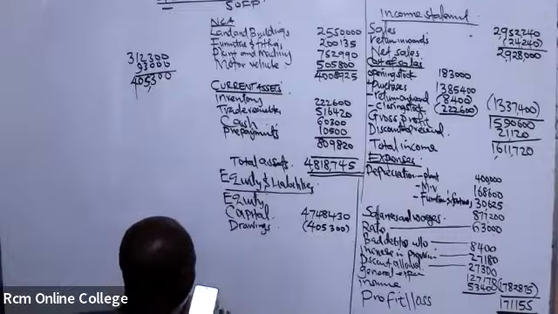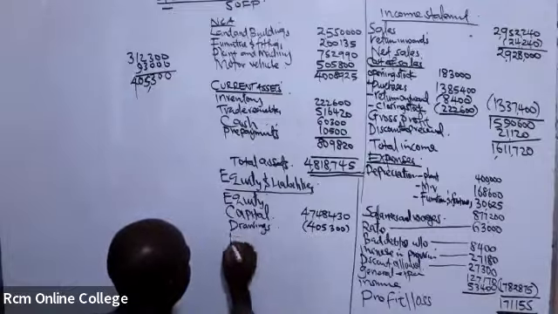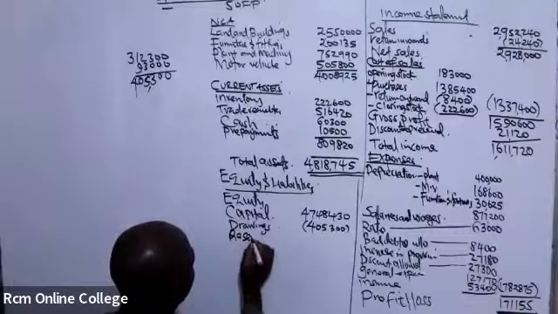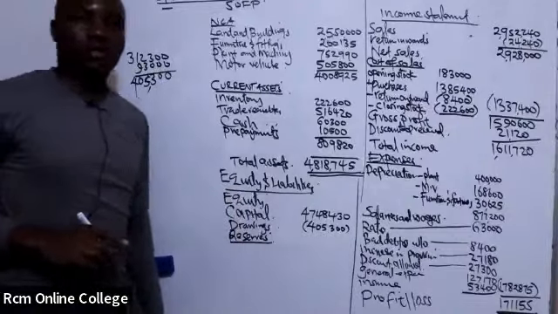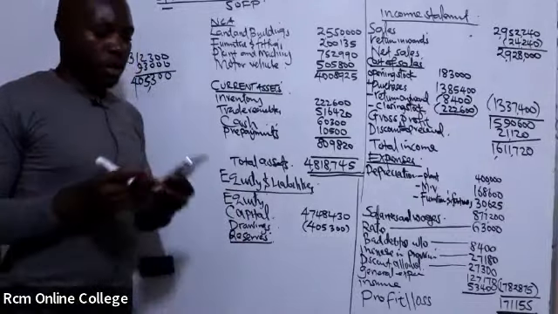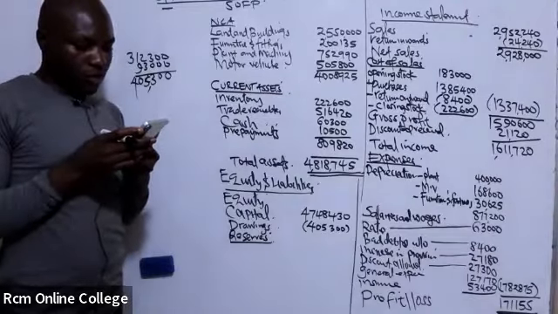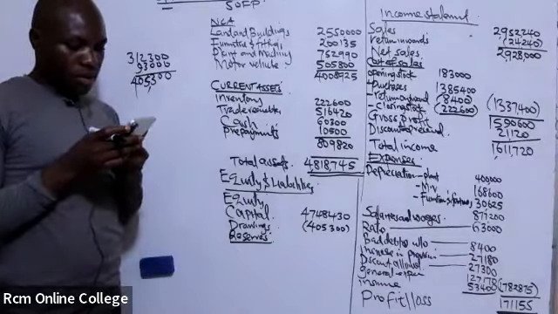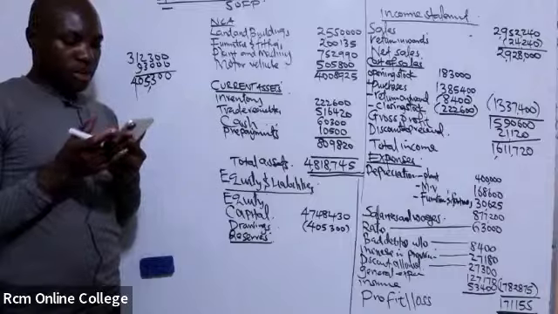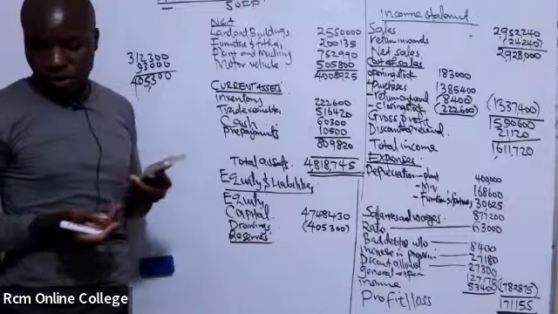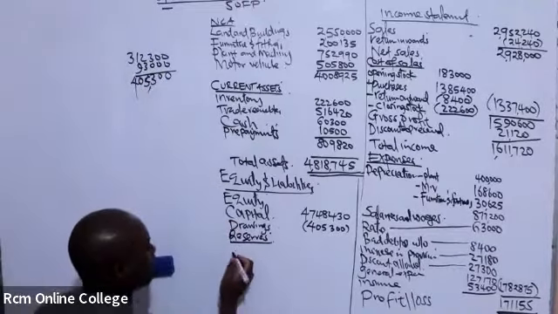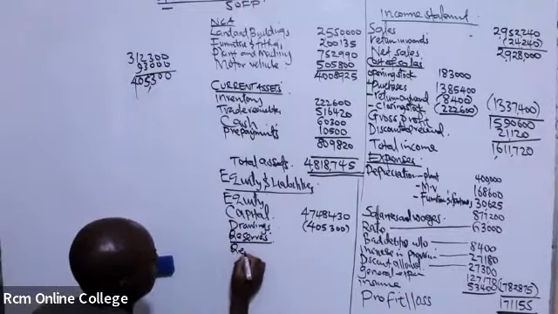Then, do we have reserves? Reserves include revaluation reserves and share premium, if we have that. So do we have share premium? There's nothing like share premium. This is not a public company. So the only thing we are going to have here is the retained earnings, right? We talk about retained earnings.